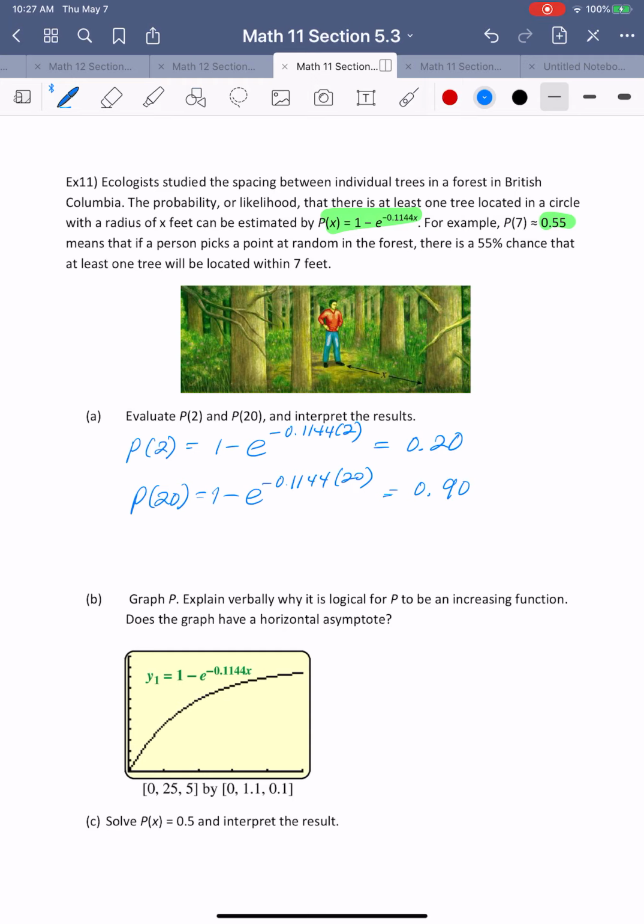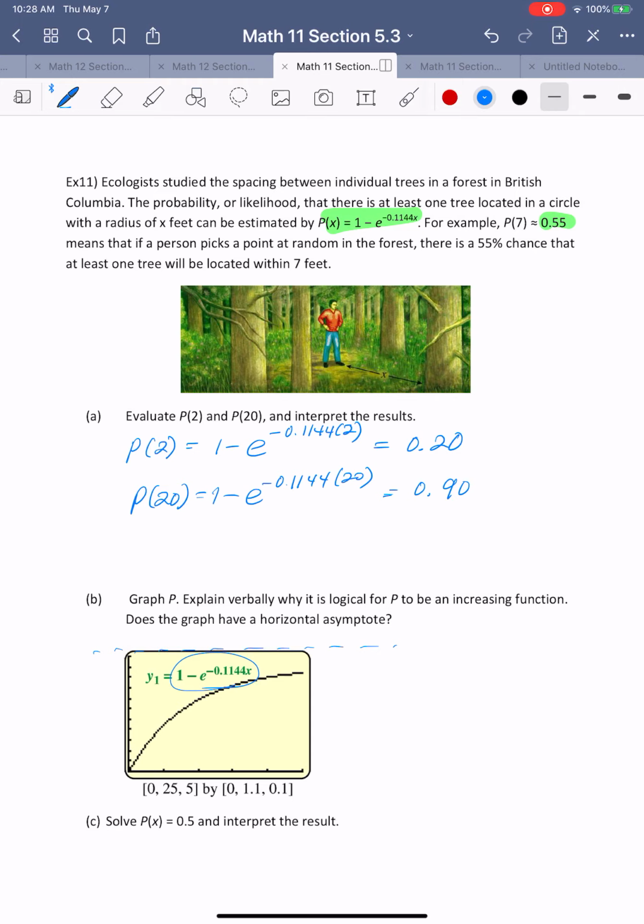So actually I graphed it for you too. If you graph these functions using a graphing calculator or Desmos, this is what it looks like. Does the graph have a horizontal asymptote? Yes, it does, and it never actually goes greater than 1. So the asymptote is 1 right here. It keeps getting closer, but it stays at 1. And it's still increasing, right?